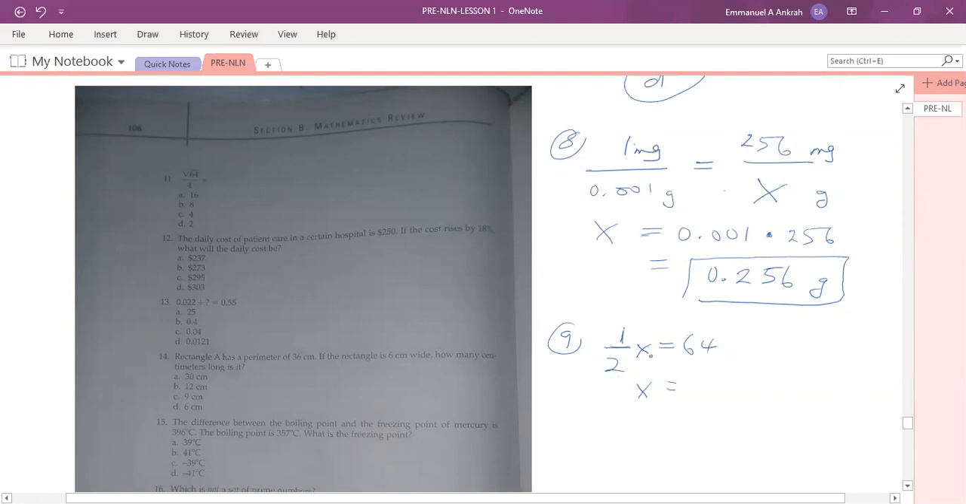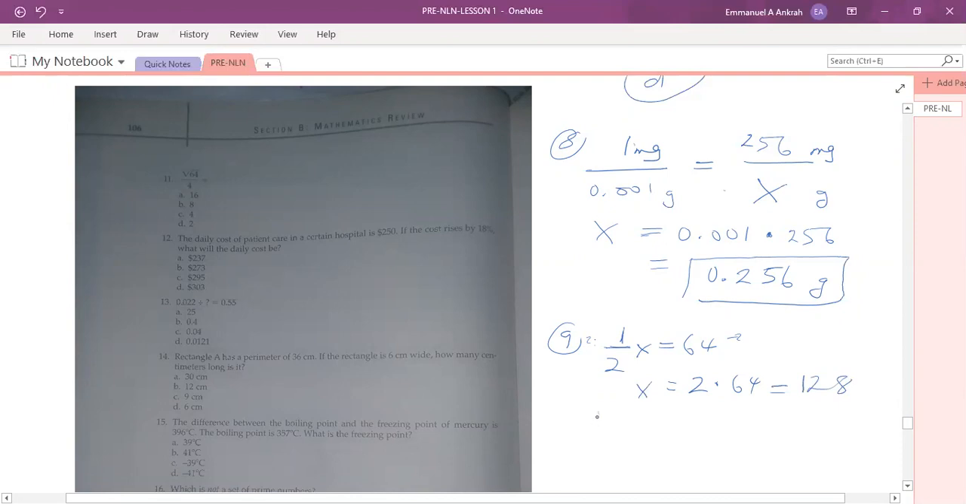This is the translation. 1/2 of a number, 1/2 X, is equal to 64. What is X? Look at it again. Half of a certain number is 64. What's the number? 64 times 2. Yeah, 64 times 2. So you have to multiply both sides by 2. So we have 2 times 64. So the number you're looking at is 128. That is the X, right?